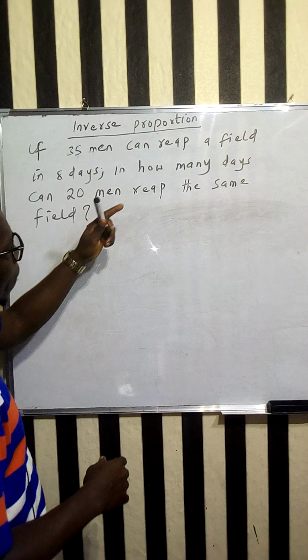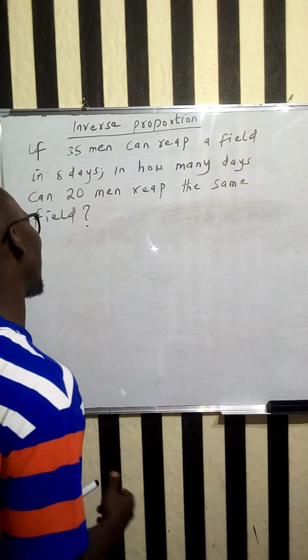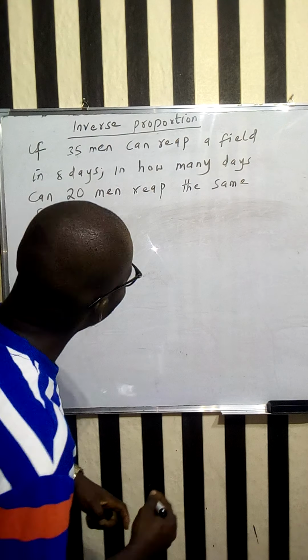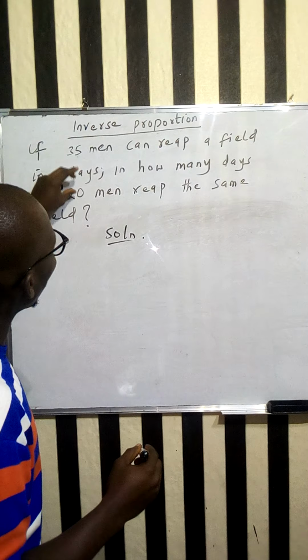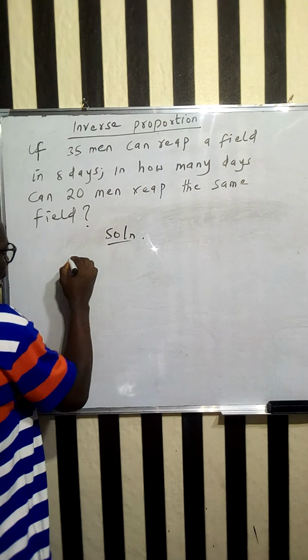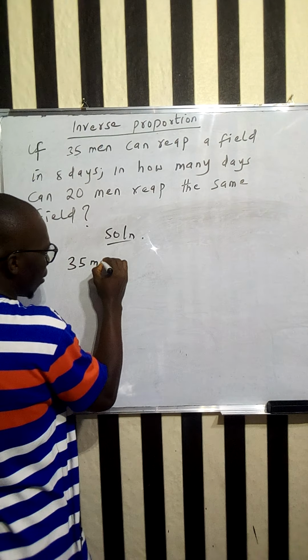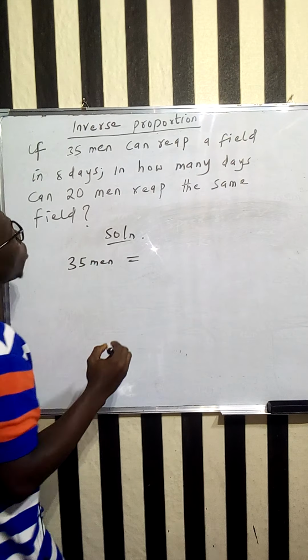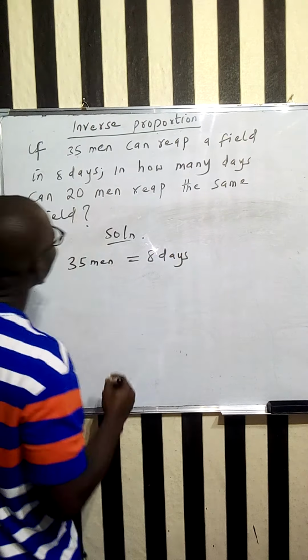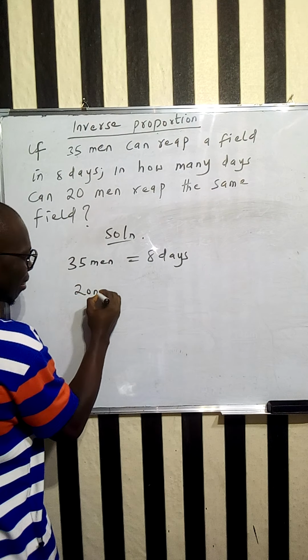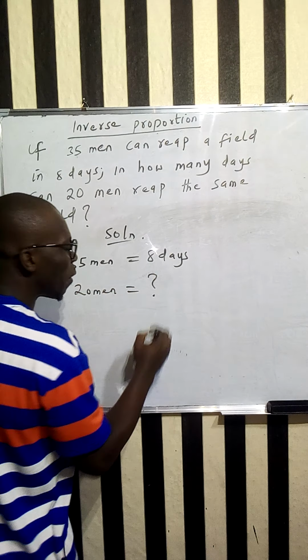Now, what are you going to do? If 35 men reap a field, in how many days can 20 men reap the same? So, solution. Look at what I will do now. I will compare 35 men and 20 men. So 35 men can do the work in how many days? 8 days. So 20 men is equal to unknown.